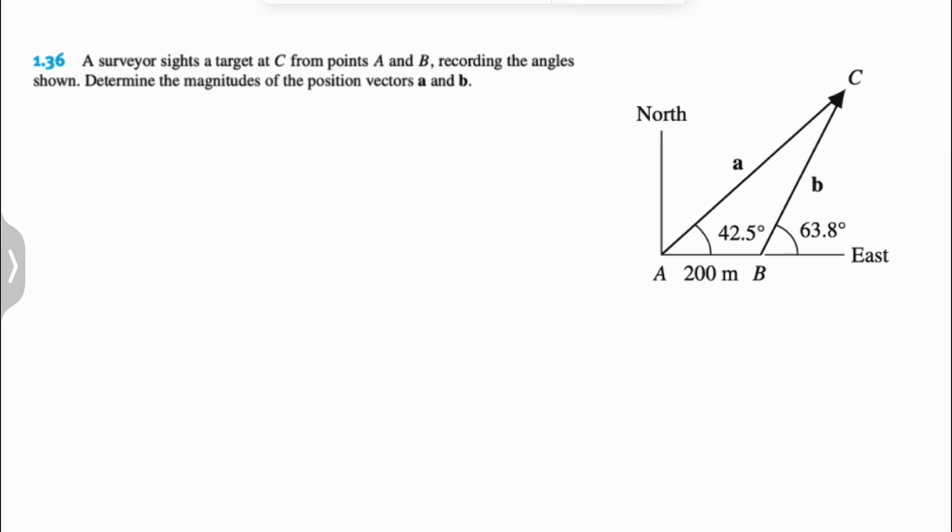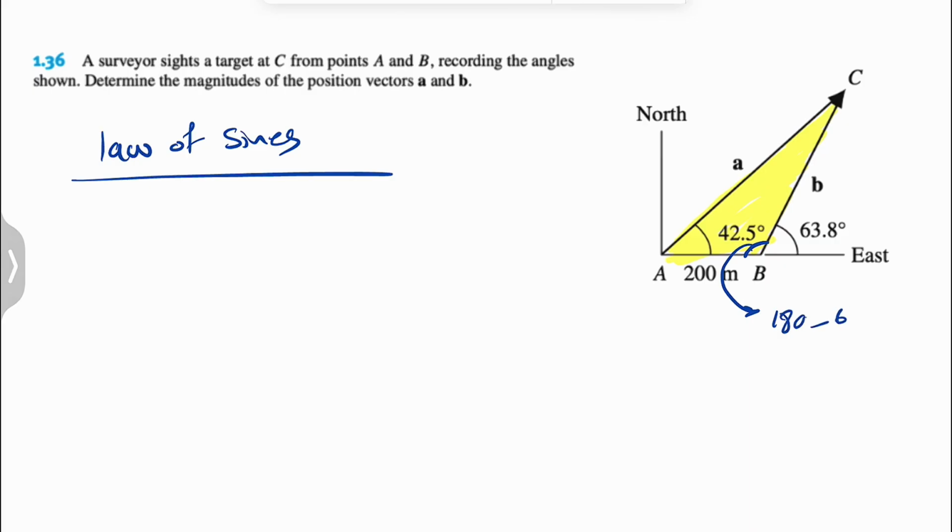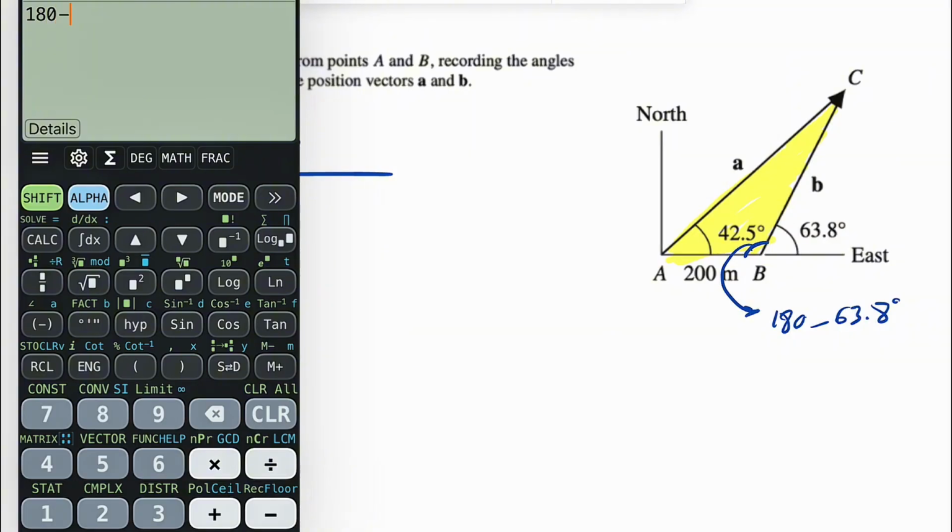So we're going to use trigonometry to solve this question, and first of all, we're going to do the law of sines in the triangle that I'm highlighting in yellow. So we have this triangle where we have one of the angles, 42.5. We can find this angle, that's going to be 180 minus 63.8. That angle is going to be 116.2 degrees.